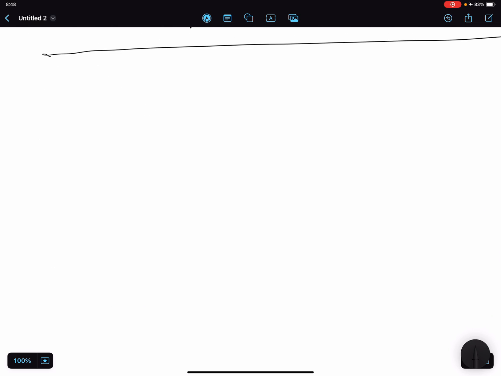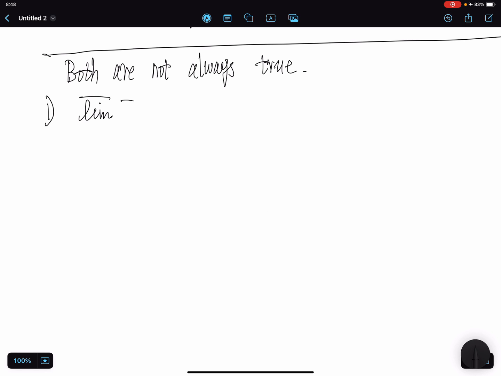Now we claim both are not always true, by giving examples. For the first one, first we want to recall the definition of the upper limit of E sub n, right?